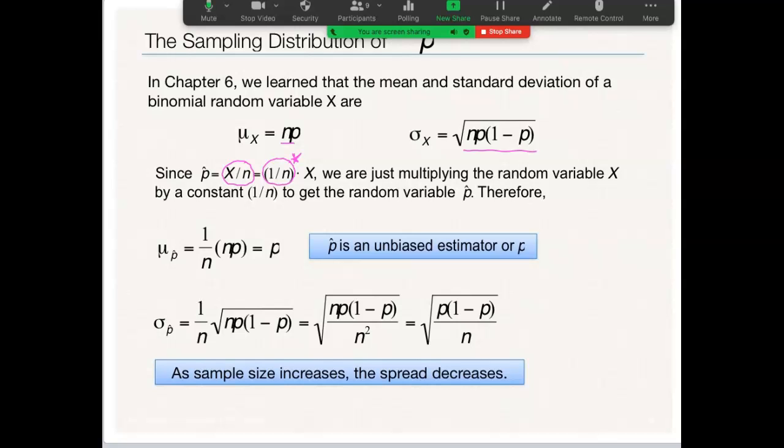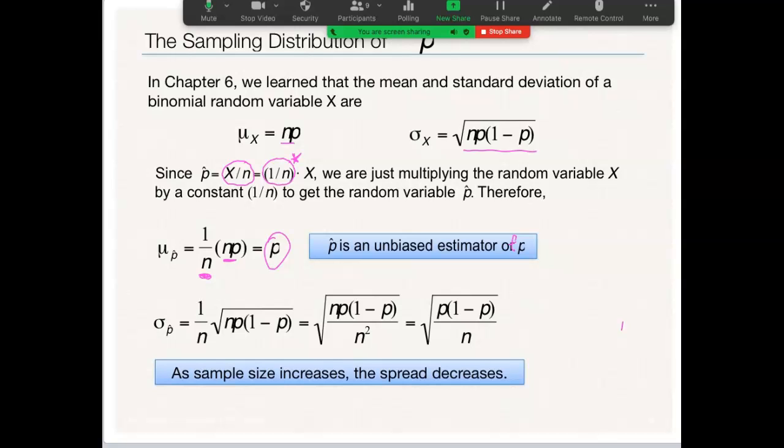Therefore, to compute the new mean, we already know that if you're transforming by multiplying by something, the mean gets transformed by multiplying by that same constant. So to compute my new mean, I take my n times p and multiply it by 1 over n, and I'm just left with p, which I already told you in the last slide, but that's where that fact comes from. So the mu of p hat is equal to p, which tells us that p hat is an unbiased estimator of p.